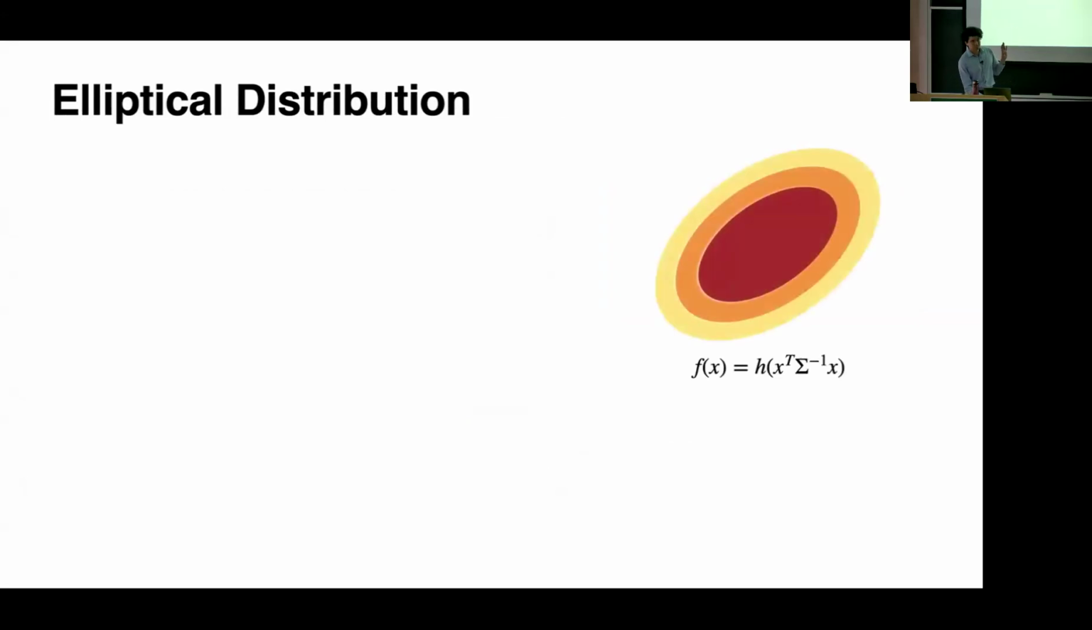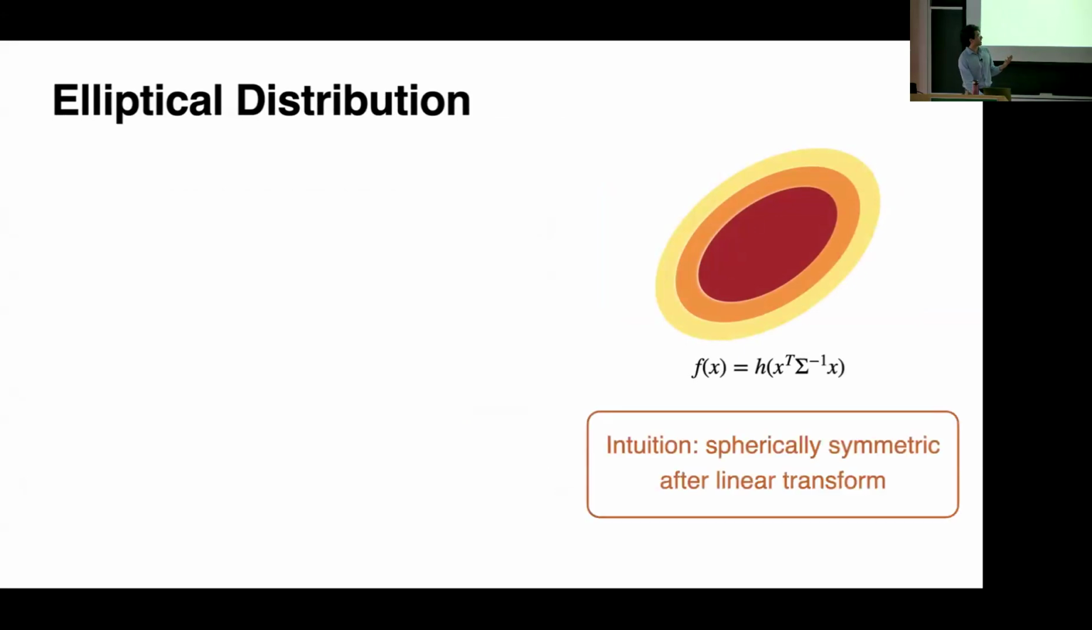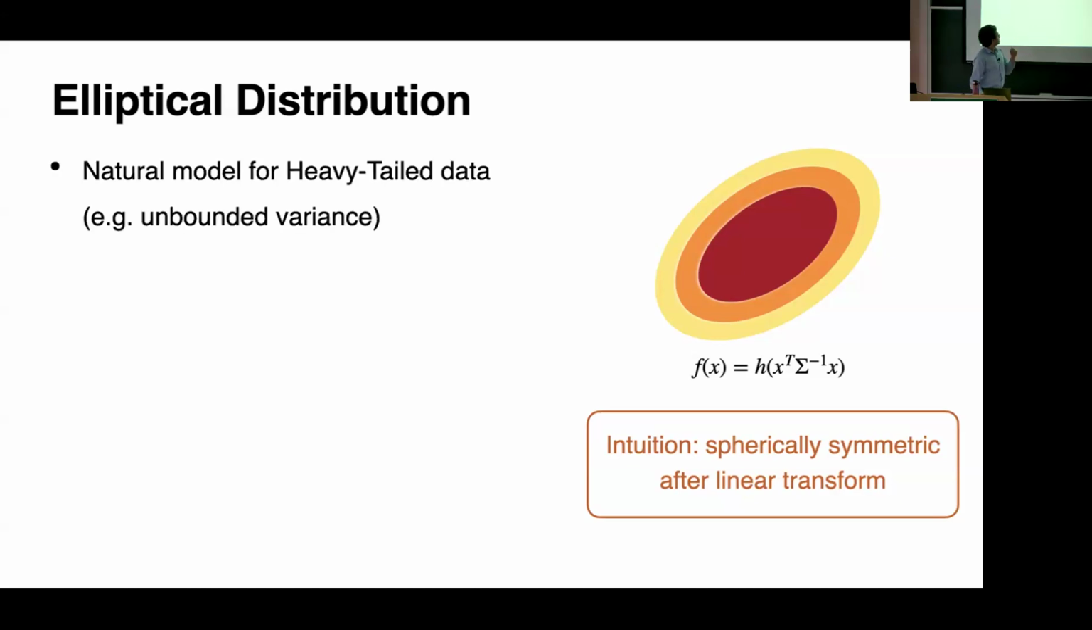Let's generalize it a little bit to a very simple to explain model, but actually a pretty expressive model. So first I'm going to draw a cartoon for fun. So elliptical distributions you can think of as spherically symmetric after doing a linear transform. So these ellipsoids represent, let's say, level sets of the PDF. And so after doing a linear transform that is controlled by the shape of the ellipse, then it looks spherically symmetric. For example, the Gaussian is one of these, right?